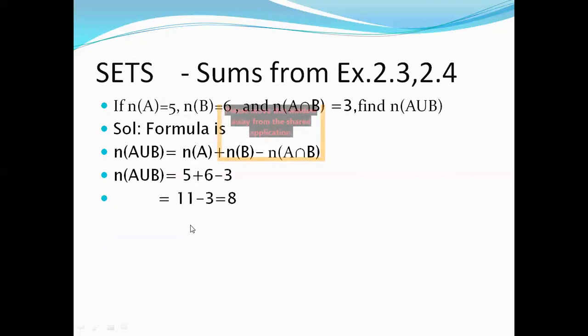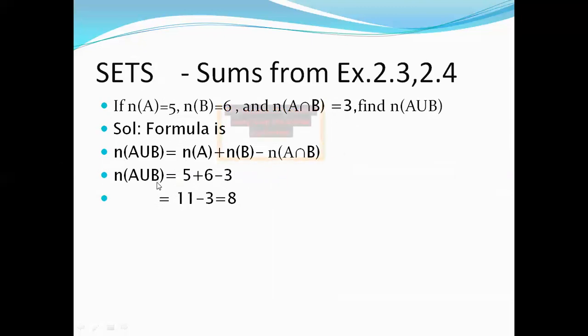Okay. Now another concept: if n of A is given as 5, n of B is given as 6, and n of A intersection B is given as 3, then find n of A union B. There is a formula for this, children. Please note down this formula: n of A union B is equal to n of A plus n of B minus n of A intersection B.